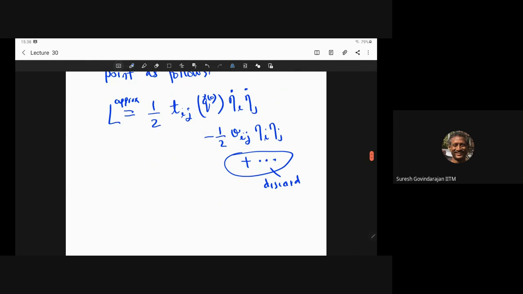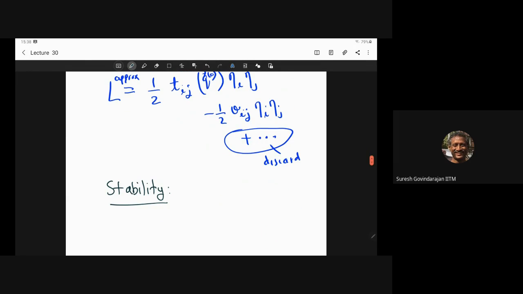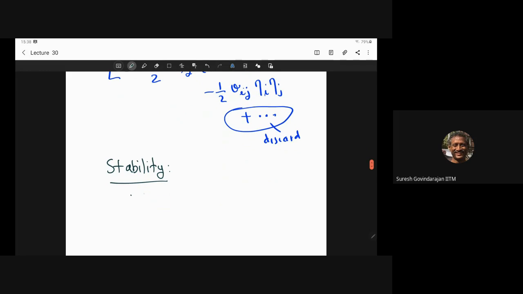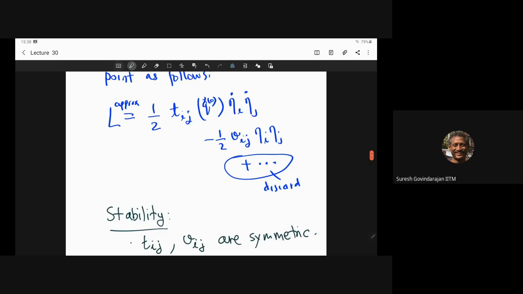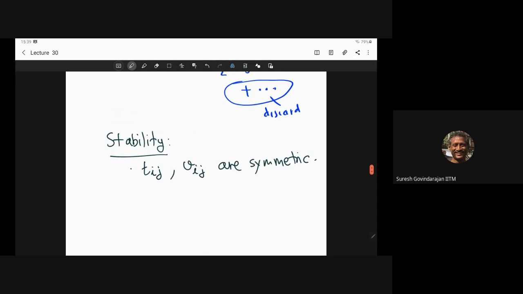So first, to go back, I'm just summarizing things. Stability requires a few things. First thing is that both Tij and Vij are symmetric. With no loss of generality, they are symmetric. Even if there was an antisymmetric part in this, because of the symmetry of these two guys, it will be discarded. They're also positive definite. This is what it means.